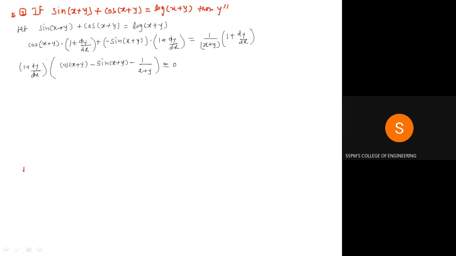So in this case we have two factors. In the first factor there is a term of dy by dx, but in the second factor there is a function of x and y. Here we will consider the first term to get the second derivative, because in the first term there is dy by dx.